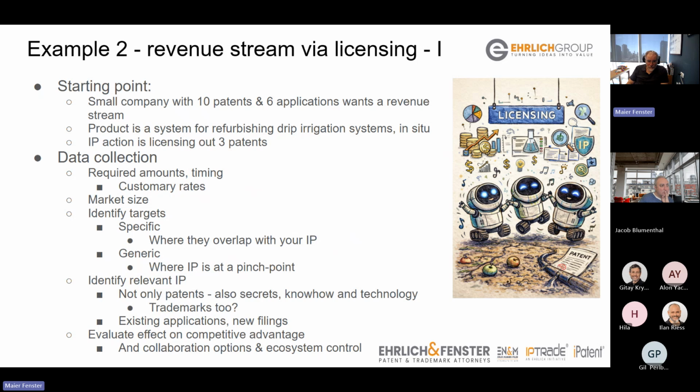Same company has 10 patents and 6 applications, and they want a revenue stream. And they decided, again, the genius is up on top, that if we license out 3 patents, that should give us a good revenue stream. Okay, you need to collect data. How much money are people willing to pay? How big is the market? Who are your potential licensees? So you have specific licensees where maybe they're infringing, and you have generic licensees where maybe your IP is at some important pinch point.